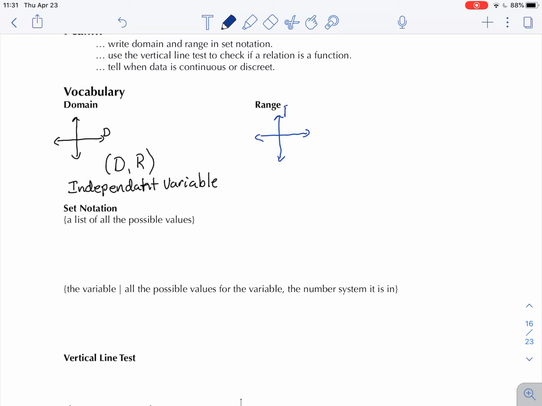Our range, on the other hand, on our graph, our range is our vertical axis. Our range is the second value in an ordered pair. A range is a dependent variable. What the range value is depends on what the domain value is.